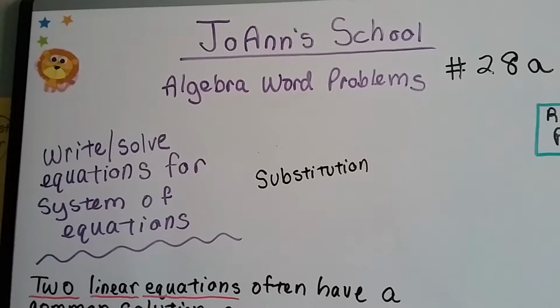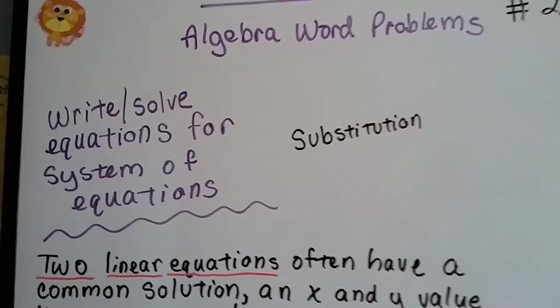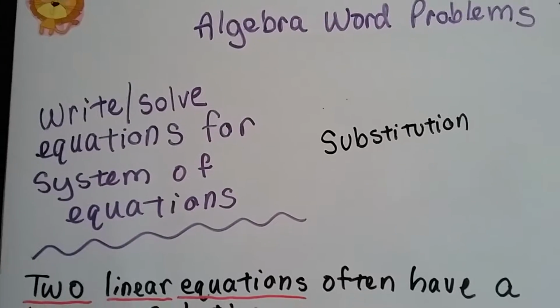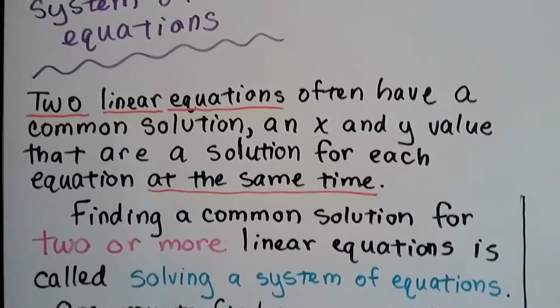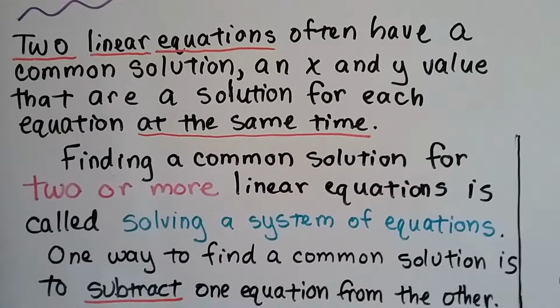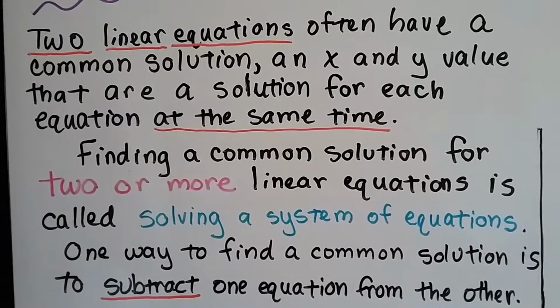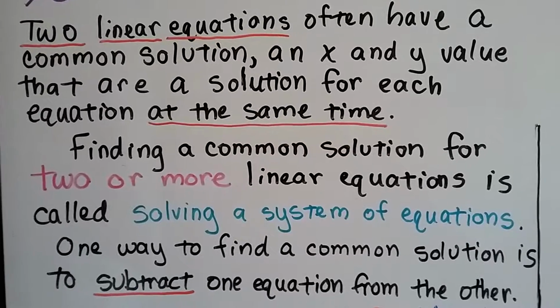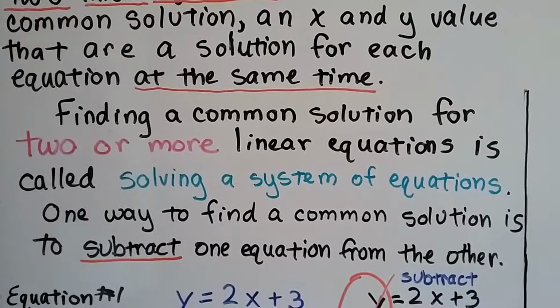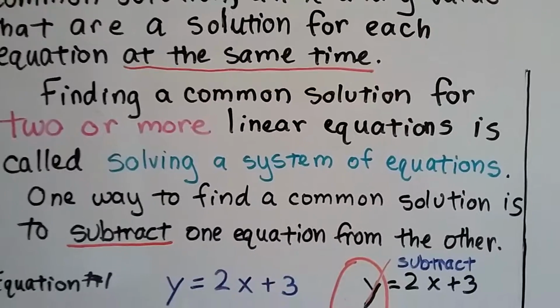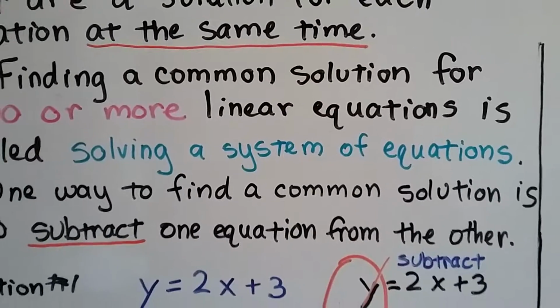Algebra word problems number 28A. Write and solve equations for a system of equations. This is called substitution. Two linear equations often have a common solution, an x and y value, that are a solution for each equation at the same time. Finding a common solution for two or more linear equations is called solving a system of equations.